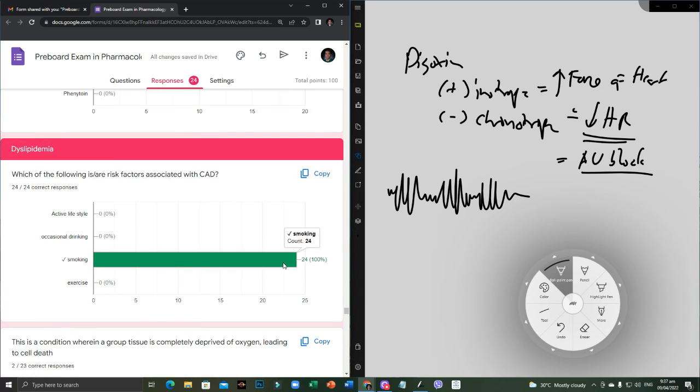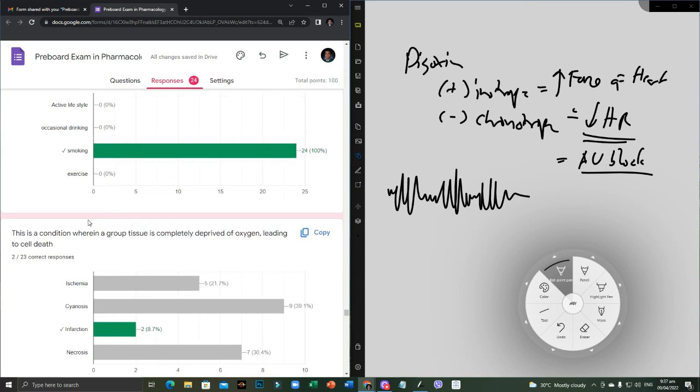Next one, dyslipidemia. So which of the following is or are risk factors associated with coronary artery disease? Very good. That's smoking. Occasional drinking is very fine. There's no problem with that.